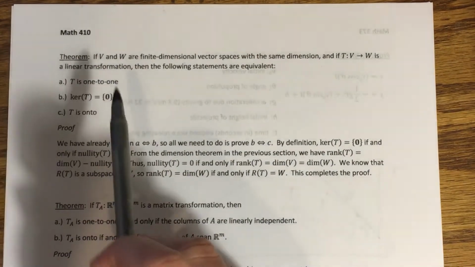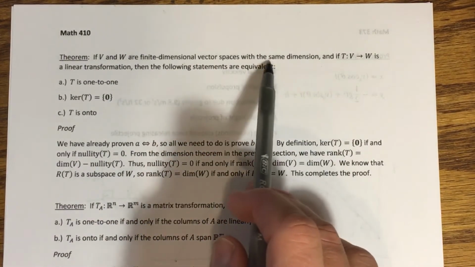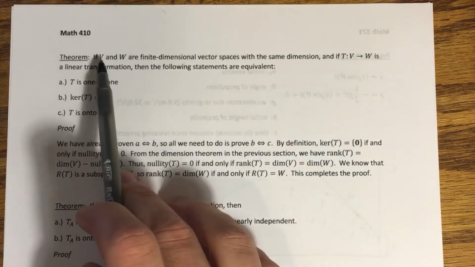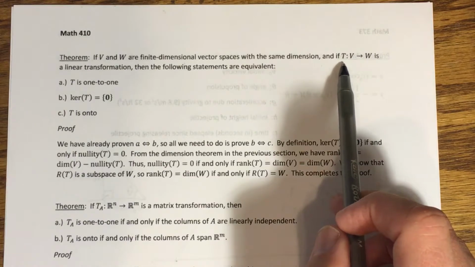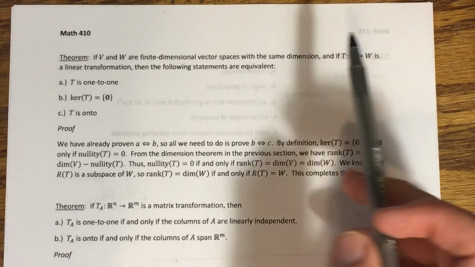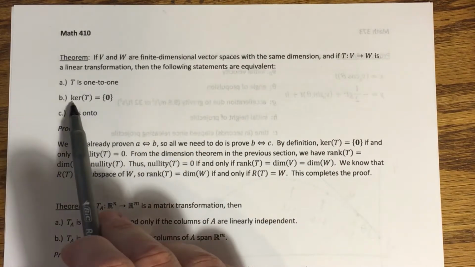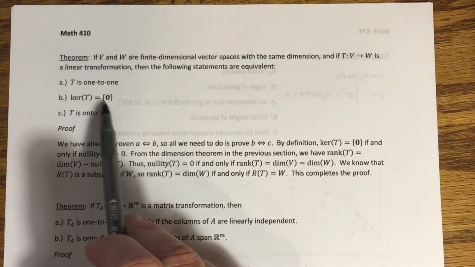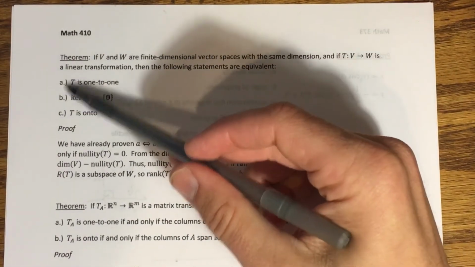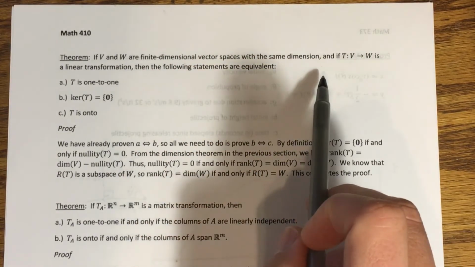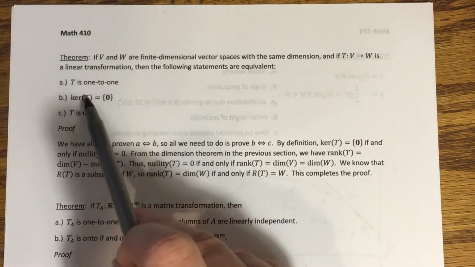So what this theorem says is that if V and W are finite dimensional vector spaces with the same dimension, this is the new assumption, we're assuming that they have the same dimension, and if T, which maps V into W, is a linear transformation, then all of the following statements are equivalent. T is one-to-one, the kernel of T equals the set containing the zero vector, and T is onto. Now, in the last theorem, we already proved that A is equivalent to B under the assumption that T is a linear transformation. What we want to do now is tie C into this.